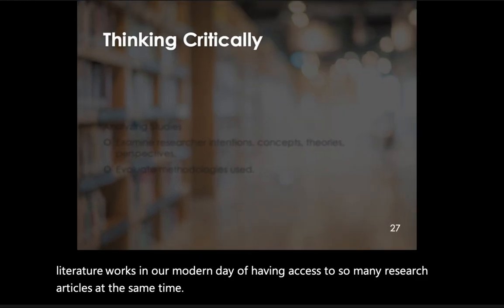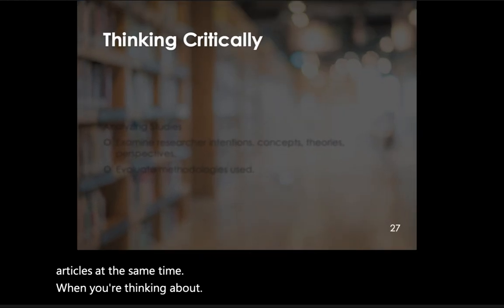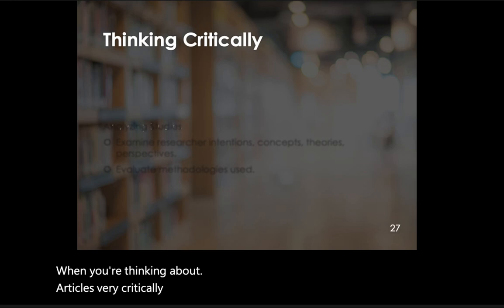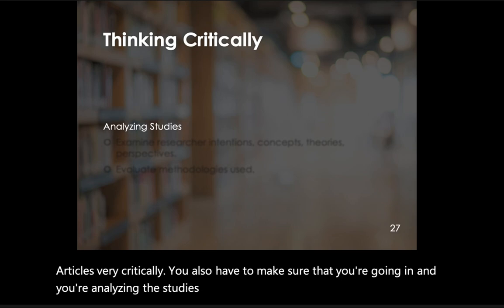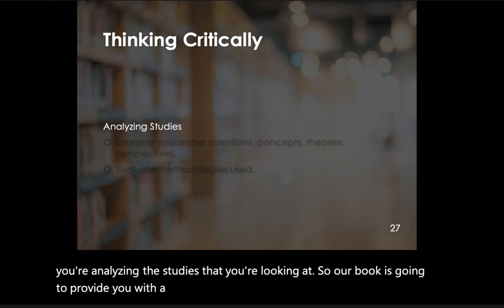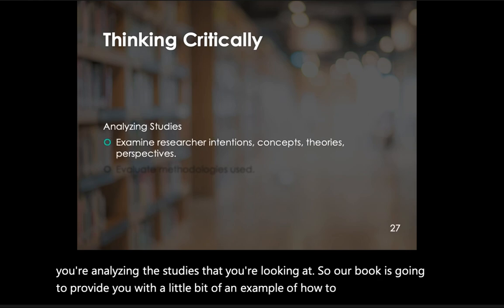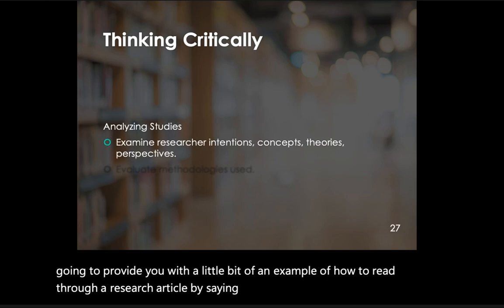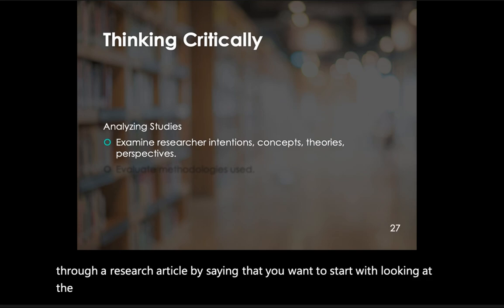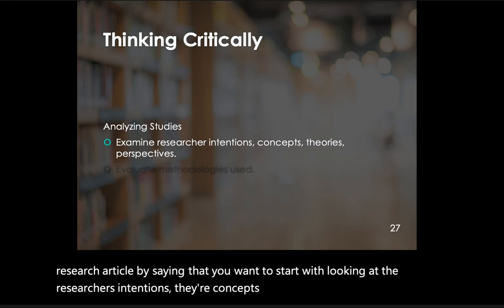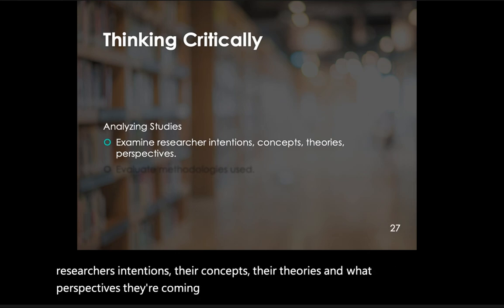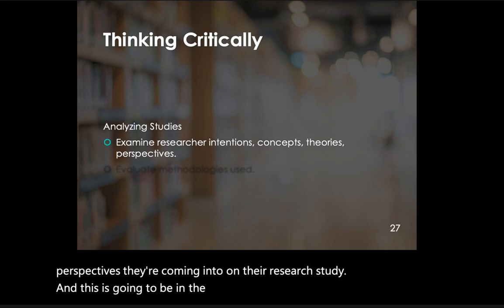When you're thinking about articles very critically, you also have to make sure that you're going in and you're analyzing the studies that you're looking at. So our book is going to provide you with a little bit of an example of how to read through a research article by saying that you want to start with looking at the researcher's intentions, their concepts, their theories, and what perspectives they're coming into on their research study. And this is going to be in the literature review primarily for any research article that you're reading.